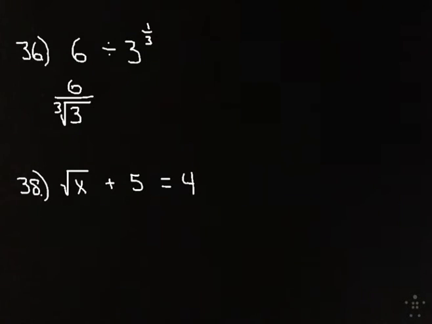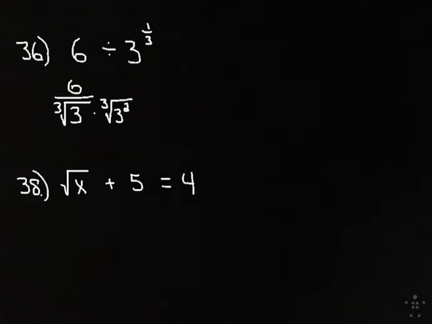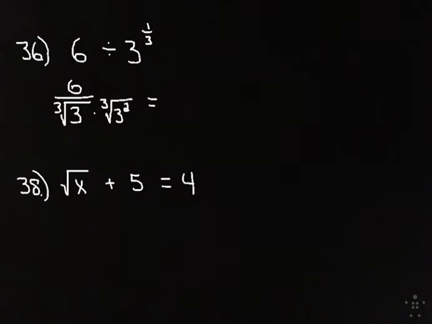Now, how do I get rid of a cube root of 3? Well, I need to get the same number of exponents as I do index. I have one exponent, 3 to the first power, so I need to multiply this one by the cube root of 3 squared. Because 3 times 3 squared is 3 to the third, and the cube root of 3 to the third is just 3.